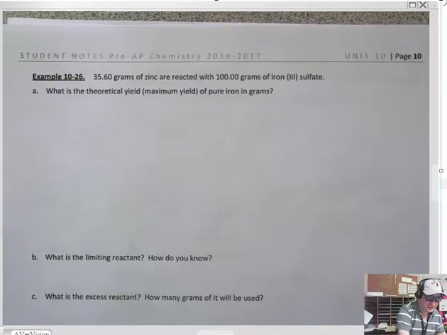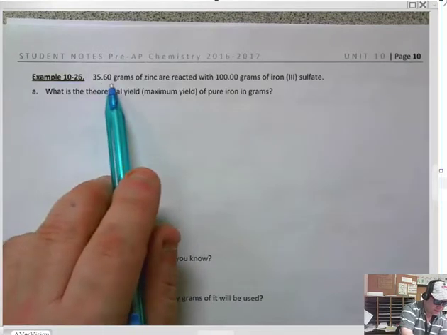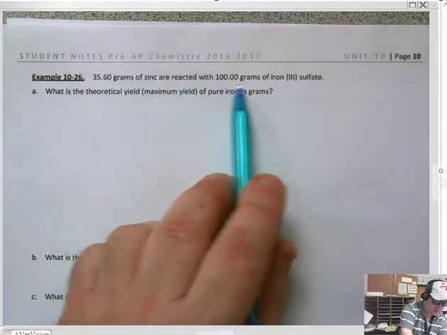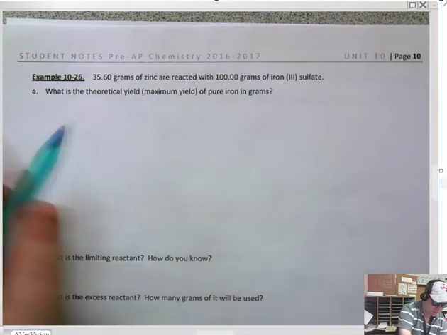Hey, Mr. Harridan here. We're going to go over how to do a limiting reagent problem. 35.6 grams of zinc are reacted with 100 grams of iron 3 sulfate. So it doesn't even give me the products on this one.